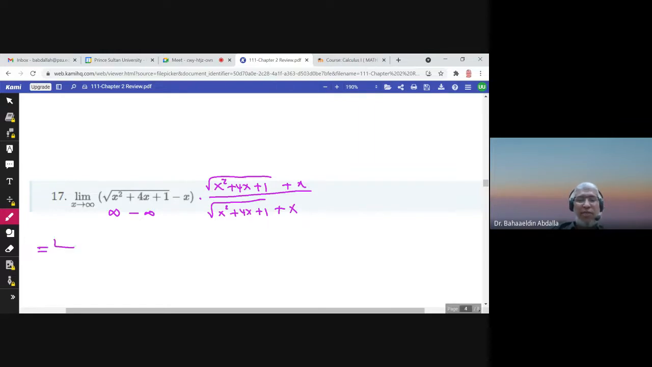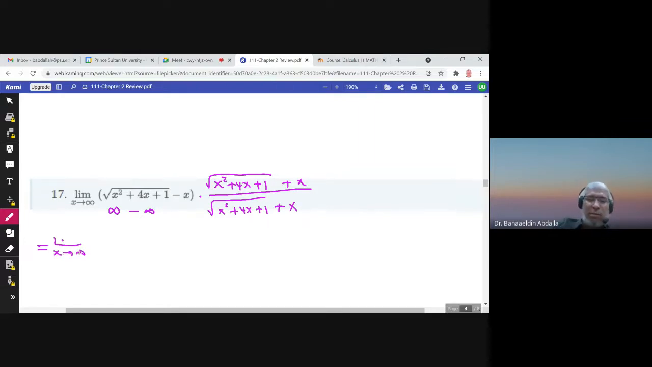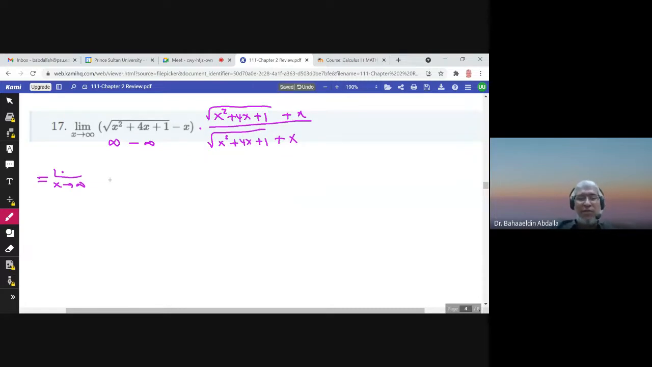And now when we multiply by the conjugates, multiply the numerators, you get u squared minus v squared. So the square root will disappear and we have negative x squared. Now x squared cancels with x squared. And now if you replace x by infinity, you have infinity over infinity. Because in the denominator, you have infinity plus infinity, which is infinity.